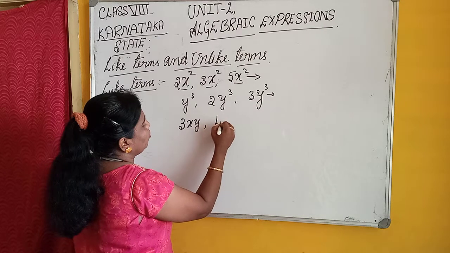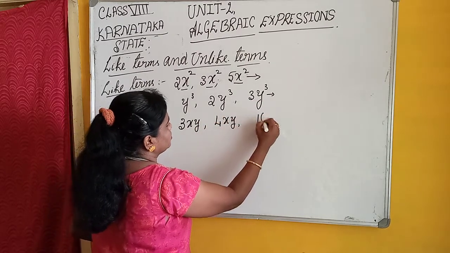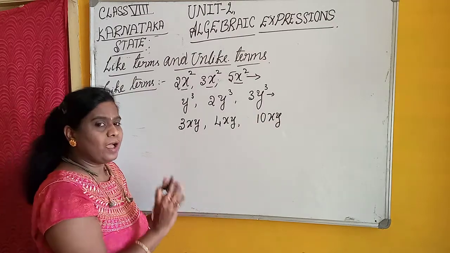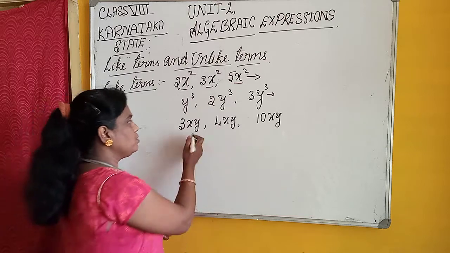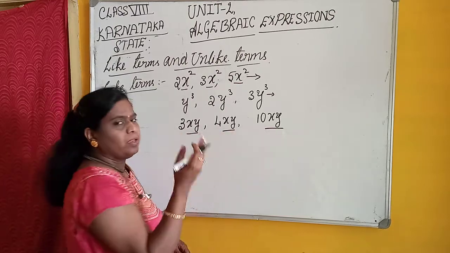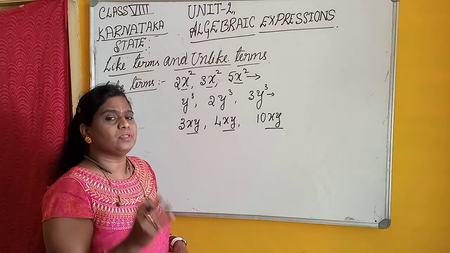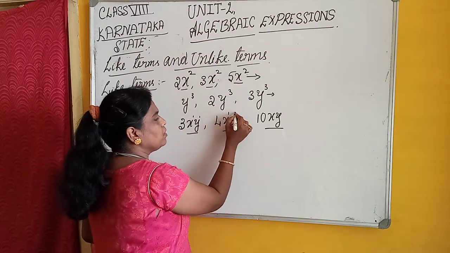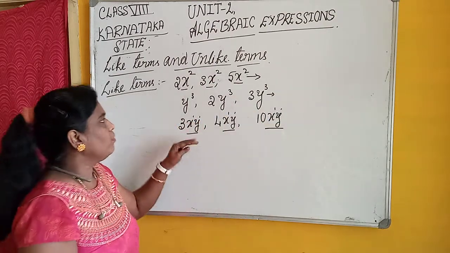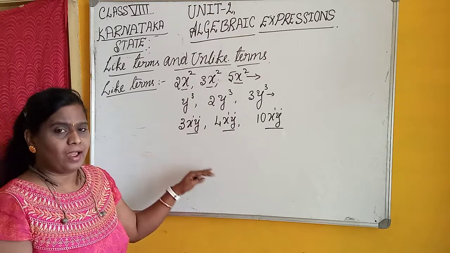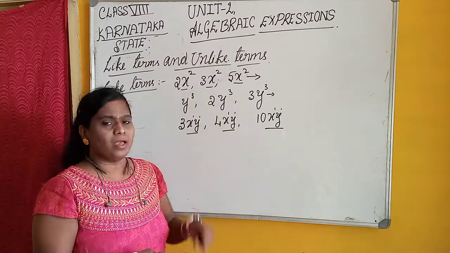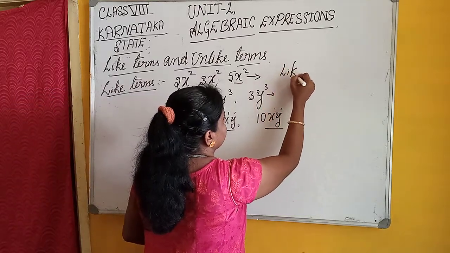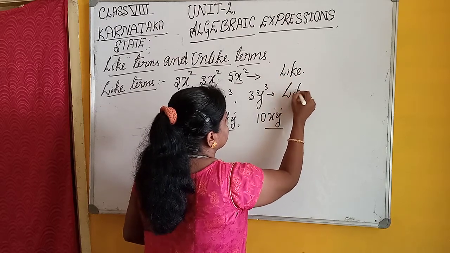3xy, 4xy, 10xy. These are the algebraic terms having the same variables. Here we are using two variables, xy, xy, xy. In all three terms we are using the same variables xy with the same exponent. The exponent, when nothing is written, means 1, isn't it? Therefore, like terms are those which have the same variables with the same exponents. These are all like terms.